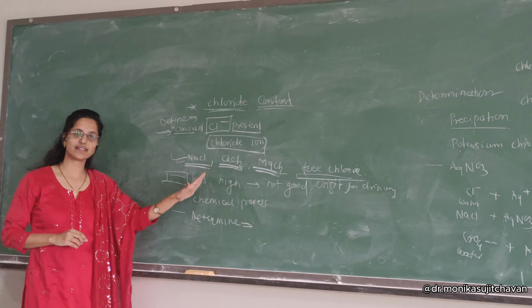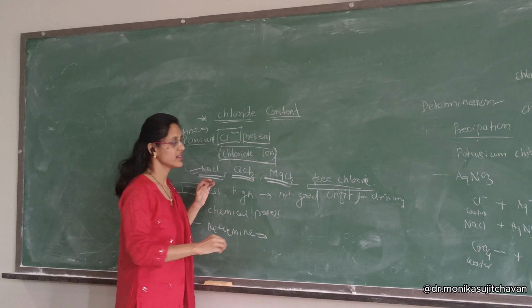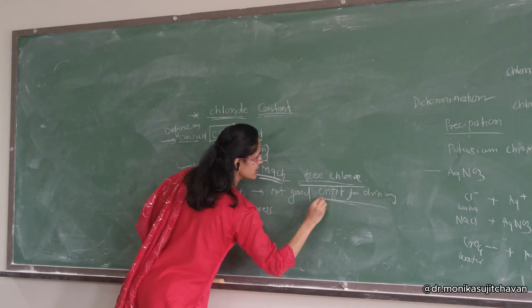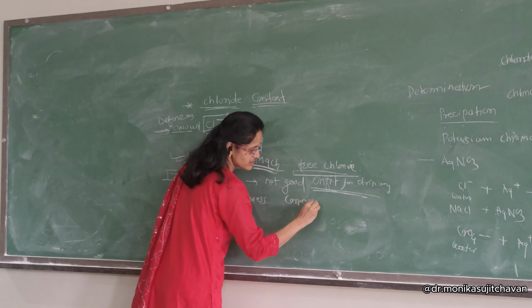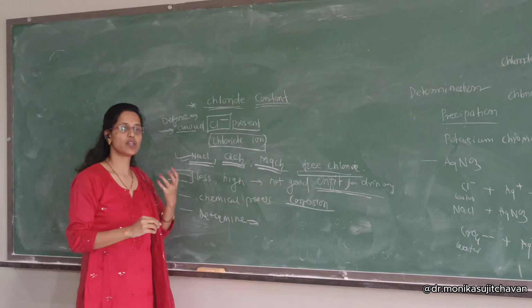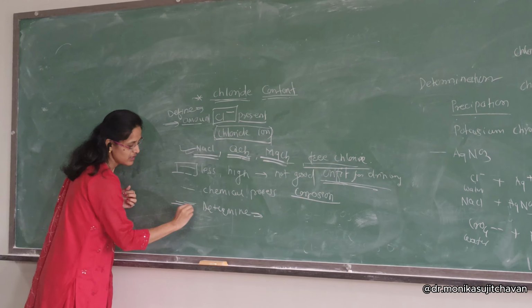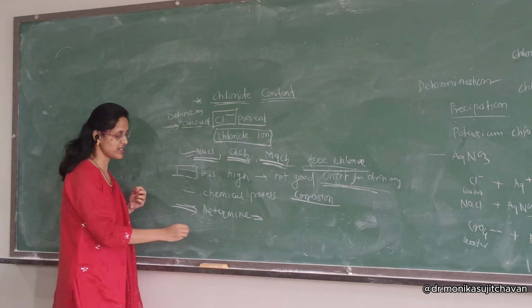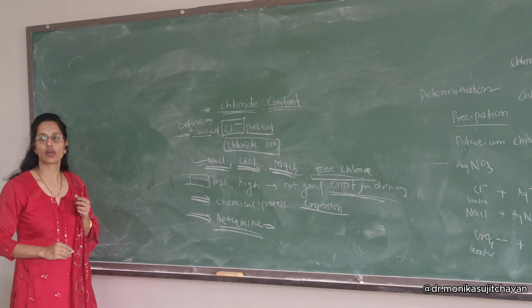Because if it is too low or too high in the water, then that water is unfit for drinking purposes or it may cause corrosion. So before we use water, we have to determine the chloride content present in it. So before that, how can we remove the chloride content?